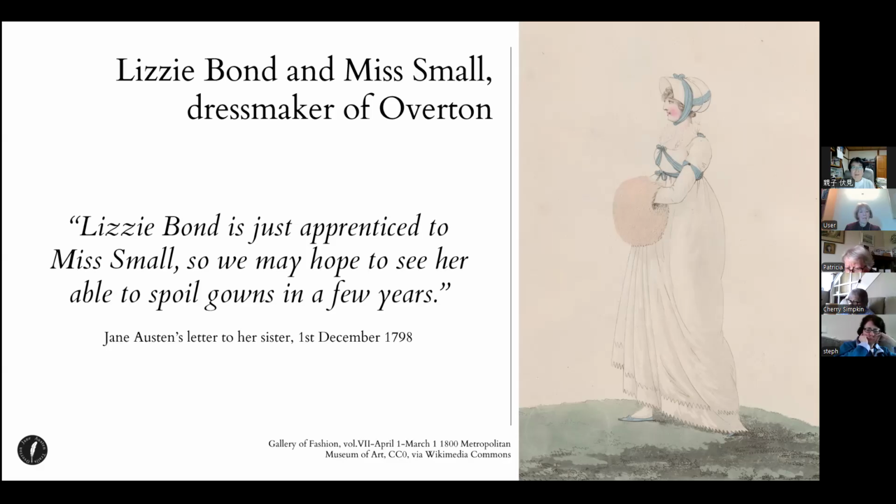Lizzie Bond was the son of John Bond, who was George Austen's farm bailiff at Steventon, who is frequently mentioned in Jane's letters. Lizzie Bond went on to marry Joseph Beale of Overton at Steventon in 1809. Joseph Beale is listed in the list of traders as a maltster and a freeman. That's somebody who had a vote.